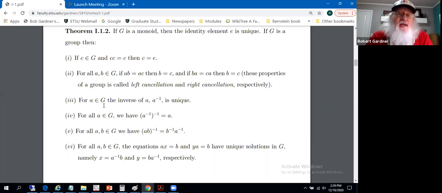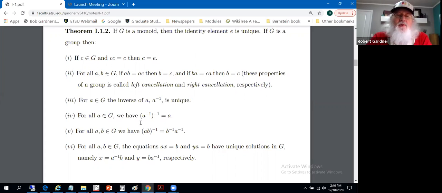For any element A in this group, the inverse element, A inverse, is unique. How do you prove that? The usual argument: assume it's not. Assume we have two inverses and show they are equal. Usual uniqueness argument.